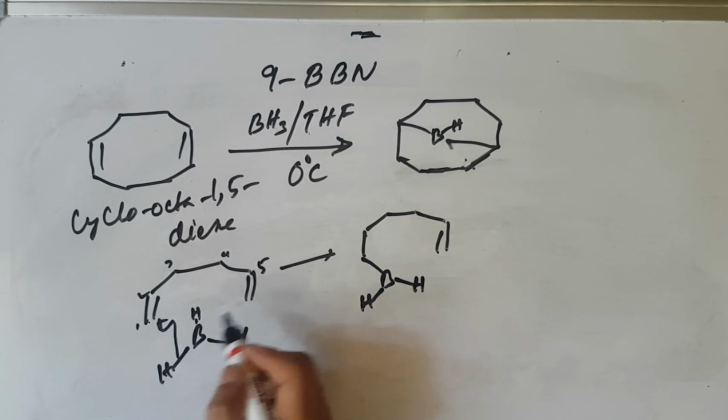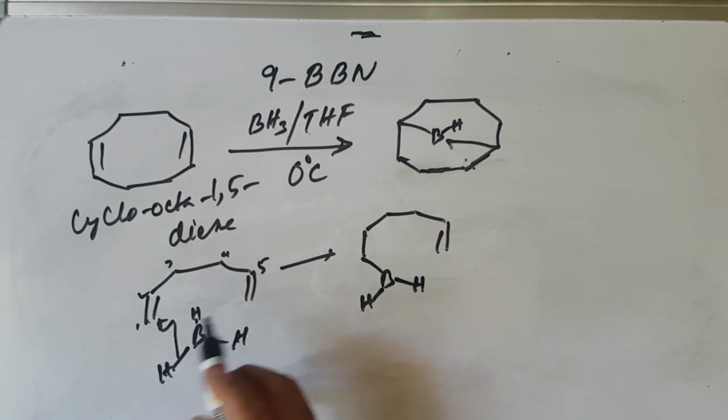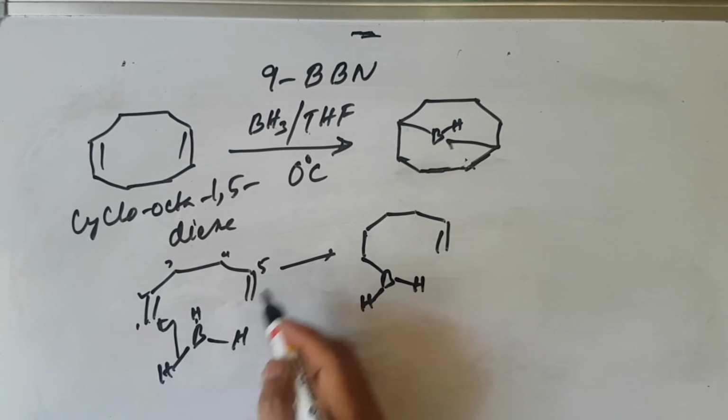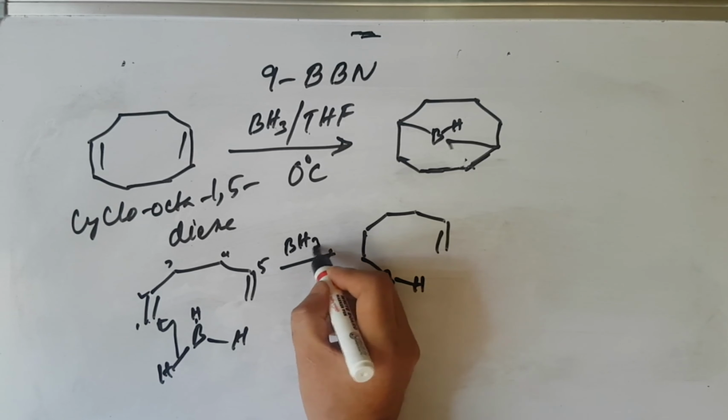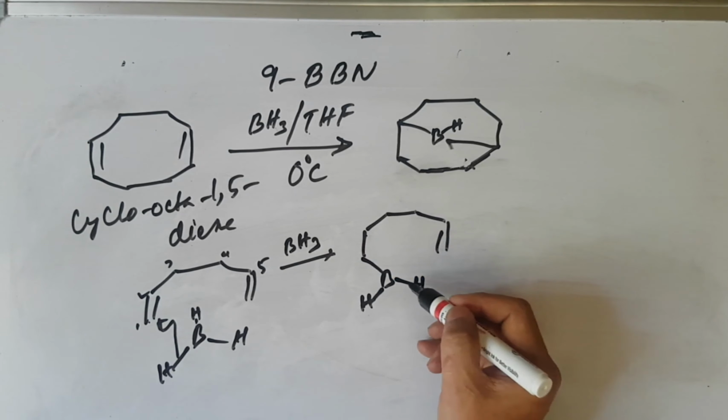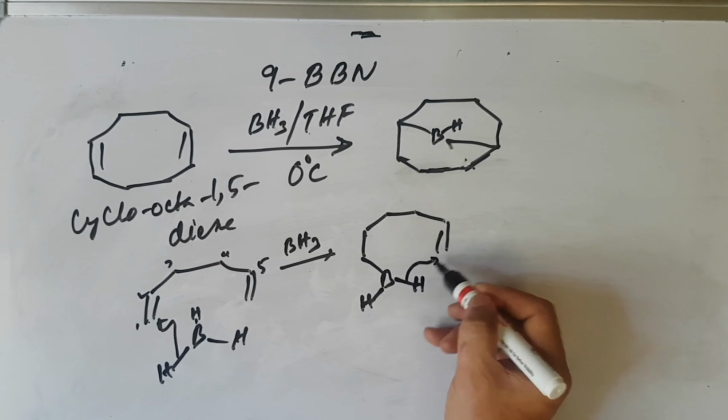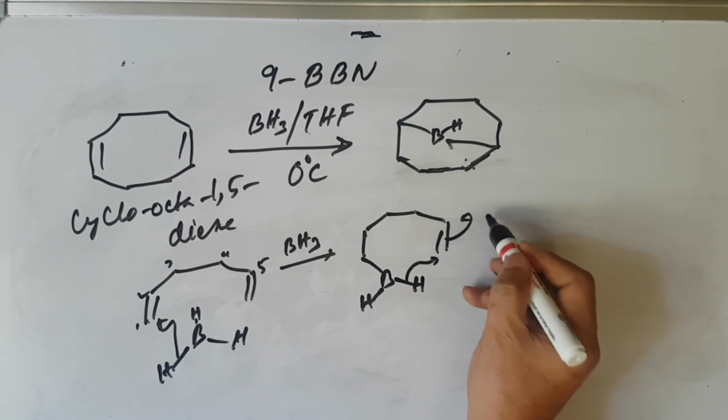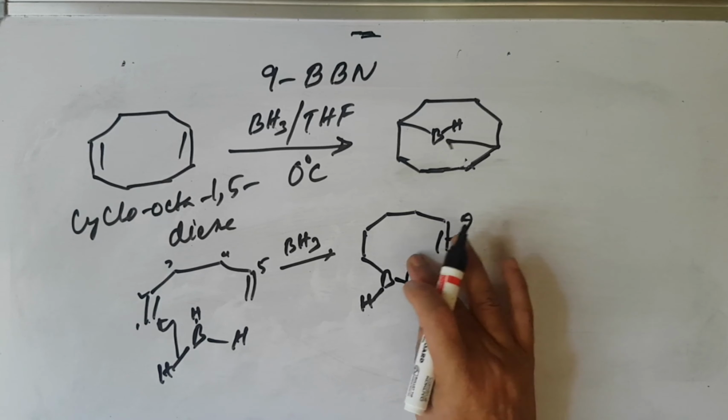This is not cyclooctadiene. This is a 1,5-diene. A 1,5-diene reacts with borane. I'm just giving one example. So you give the first one, so this can attack this one. So you can have another.